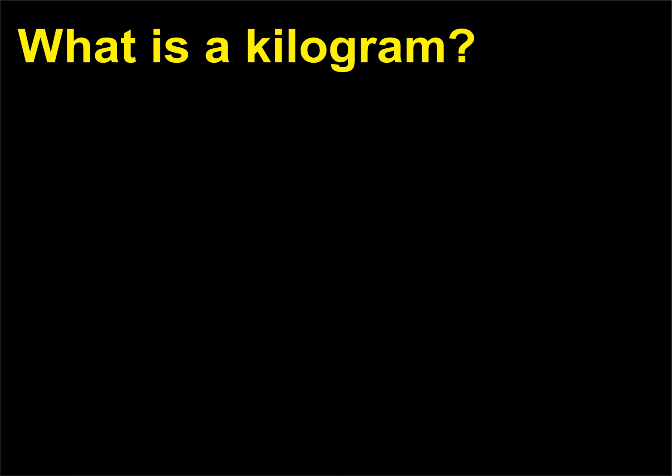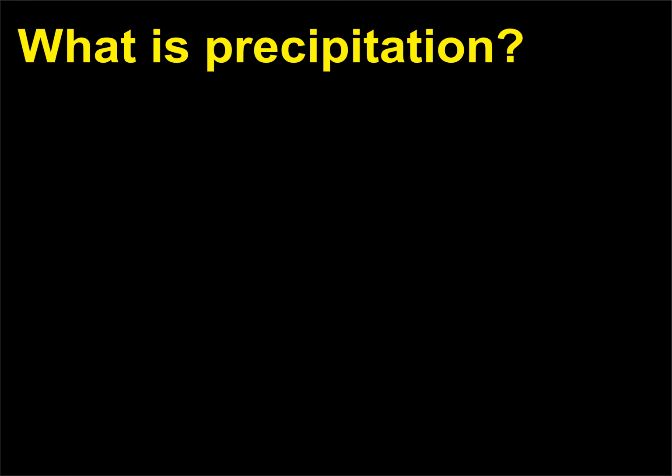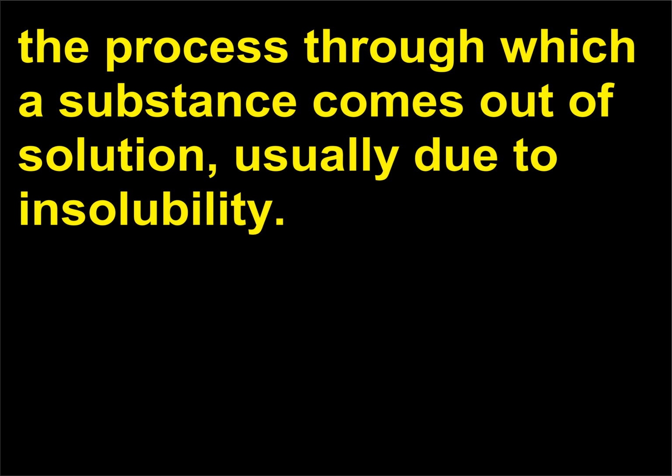What is a kilogram? Standard base unit of mass. What is precipitation? The process through which a substance comes out of solution, usually due to insolubility.